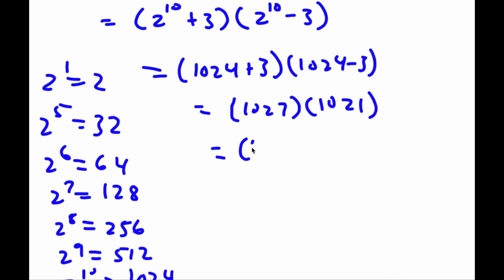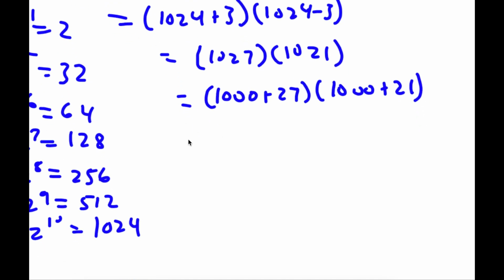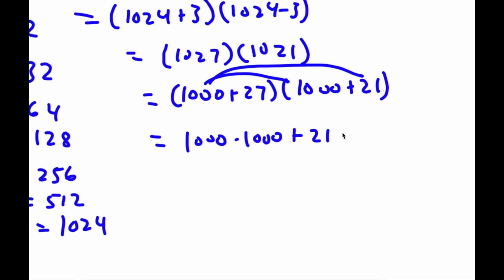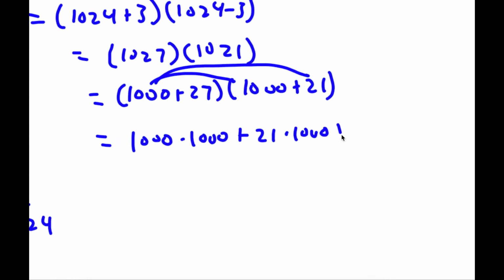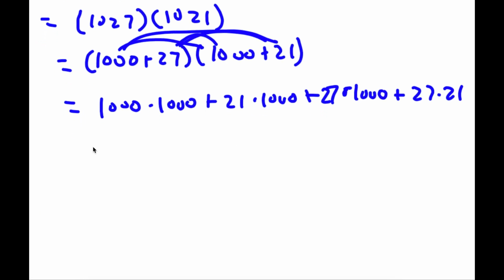Now 1027 we can rewrite as 1000 plus 27, and 1021 we can rewrite as 1000 plus 21. So now I have (1000 plus 27) times (1000 plus 21), and now we can solve this by distributing. I'll first distribute the 1000, so I have 1000 times 1000 plus 21 times 1000, plus now if I distribute the 27, 27 times 1000 plus 27 times 21.